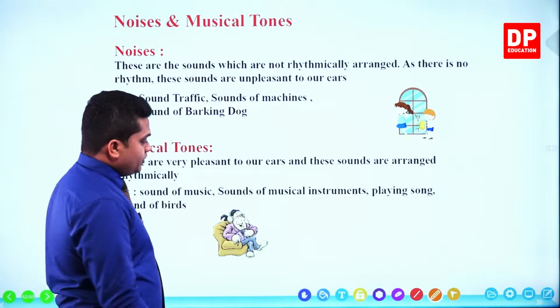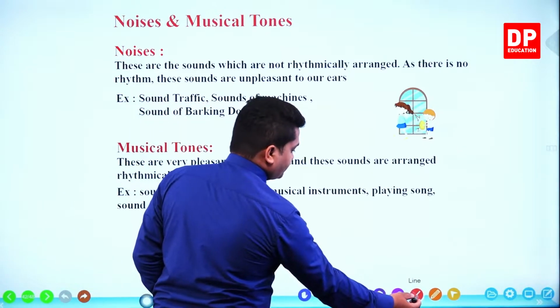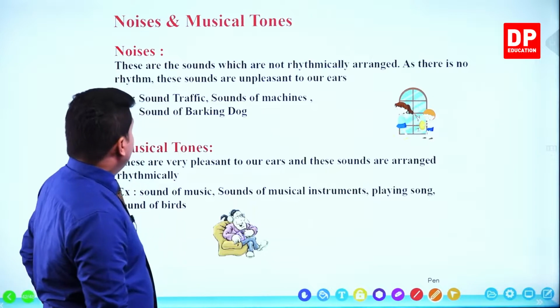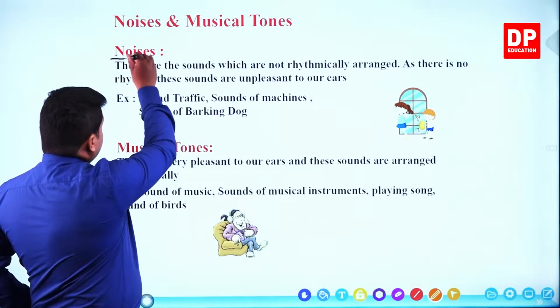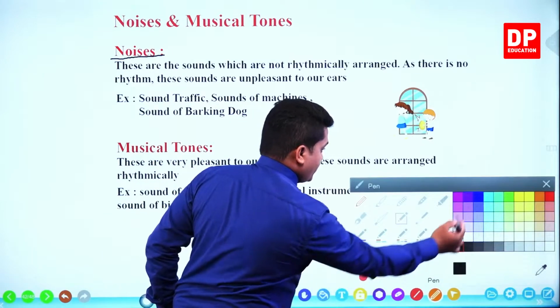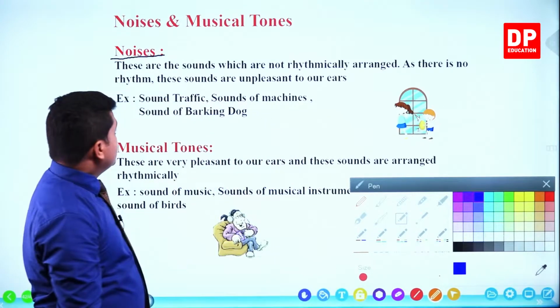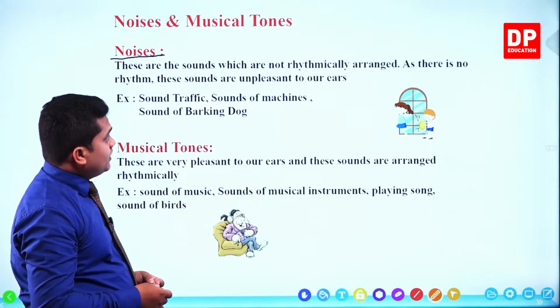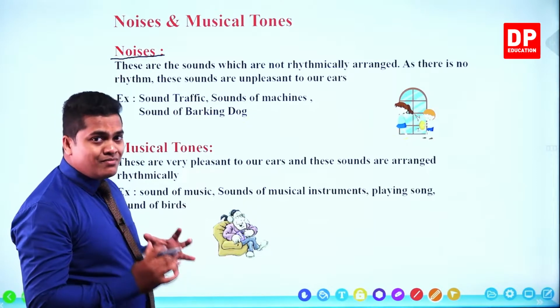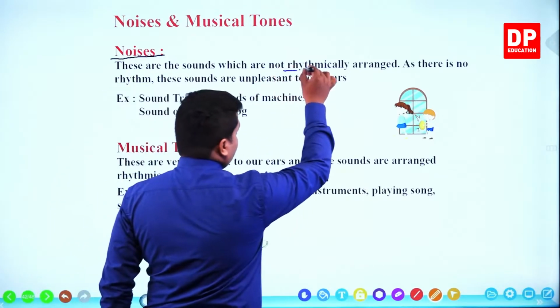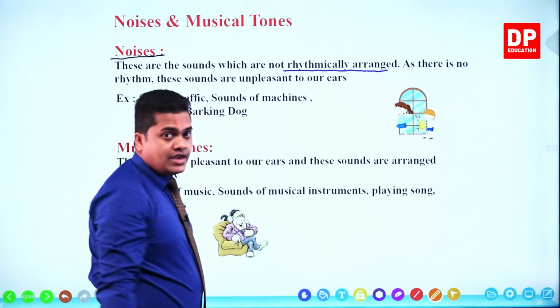So here you are given a point first about noises. You are given a note about noises. We'll see. So noises, these are the sounds which are not rhythmically arranged. These are the sounds which are not rhythmically arranged.